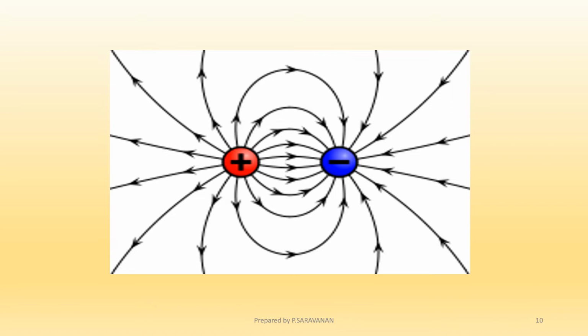That is why you can see that the electric lines of force start from the positive charge and end at the negative charge. At the two ends of the dipole, you can see that around the positive charge, the lines are directed outward, and on the right side of the negative charge, the electric field lines are directed inward.